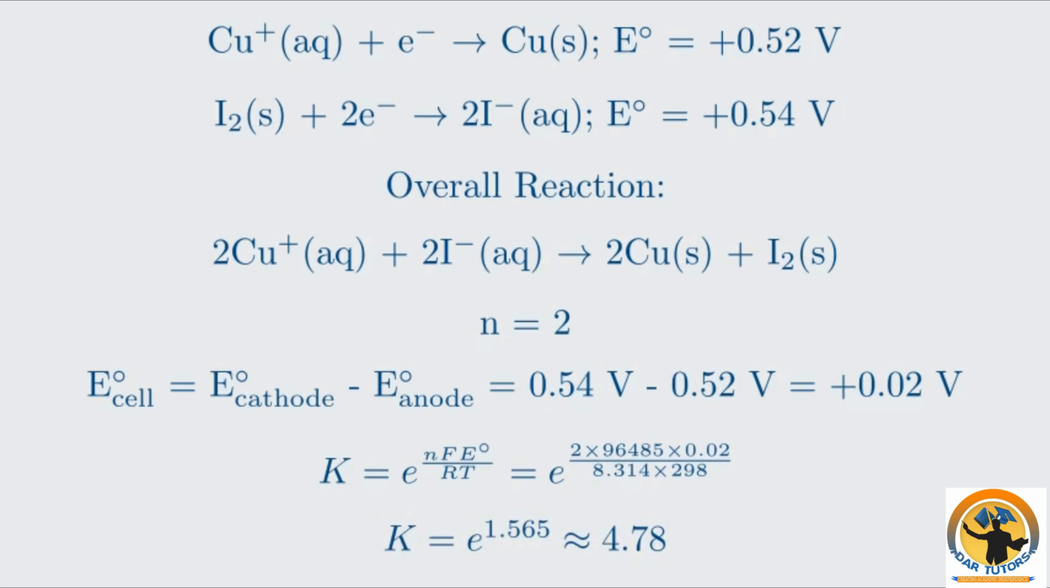is 4.78. This small value of K indicates that at equilibrium, the reactants, Cu+ and I−, are favored over the products, Cu and I2. This example beautifully connects electrochemistry to equilibrium, showing how these branches of chemistry are intertwined.